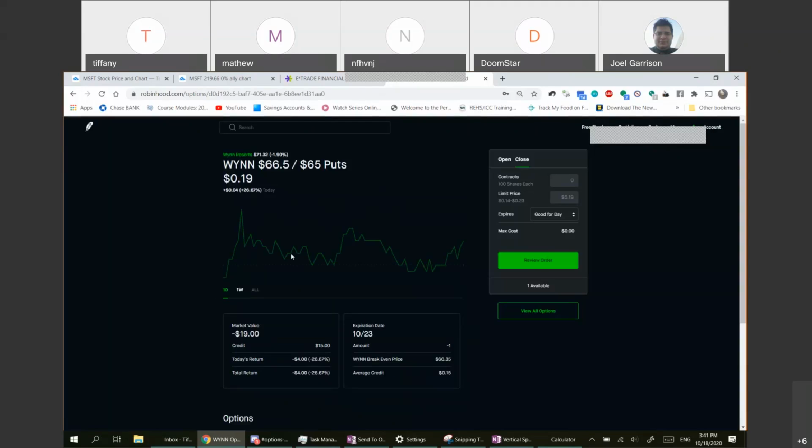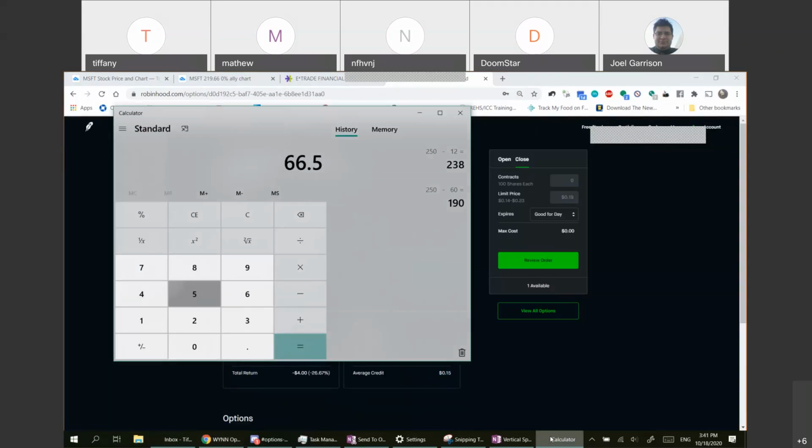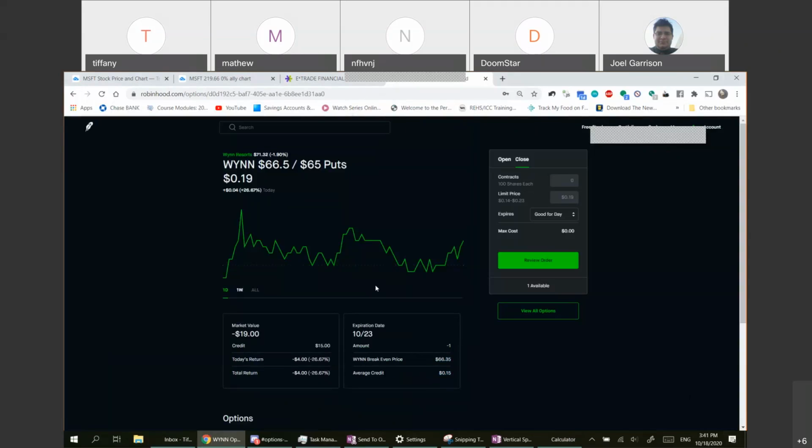So this WIN contract right here, I paid 15 cents. I know I put up $150 of collateral because you take the difference between 66.5 minus 65, that is $1.05. So you times that by 100, that is $150 I put up for collateral to make this trade.